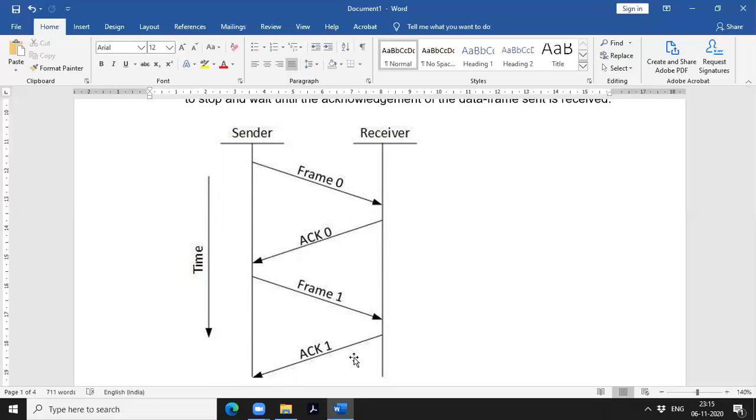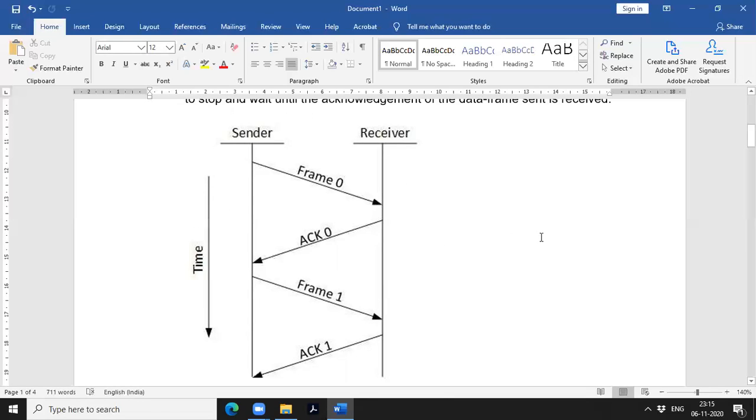Okay, so what is the advantage? The advantage is that no negative frame will be transmitted. Suppose the sender sends frame 0 to the receiver, and during transmission the frame is not received at the receiver side; the receiver will transmit a negative acknowledgement. Or suppose the receiver doesn't send back an acknowledgement, which means the sender has to wait until it receives one. Okay, I hope you understand, students, right?